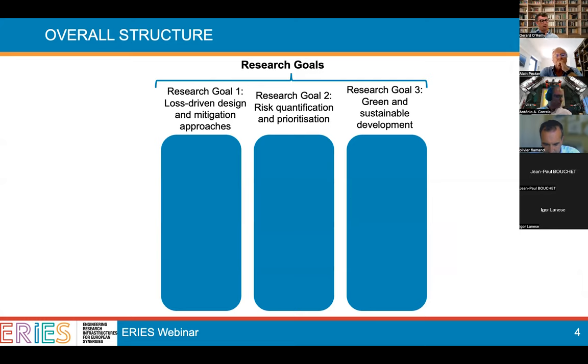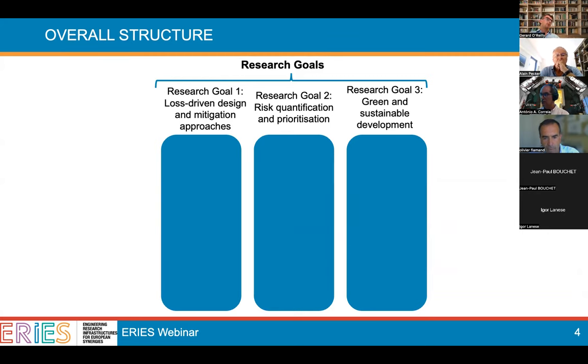This is a diagram I put together myself very recently, just to give a bit of structure to show how the different parts of what I was showing on the previous slide interact. If we think about those three research goals that I just mentioned, we think about them like vertical work packages or vertical pillars of the project. They're the main things that the project is going to base itself on.